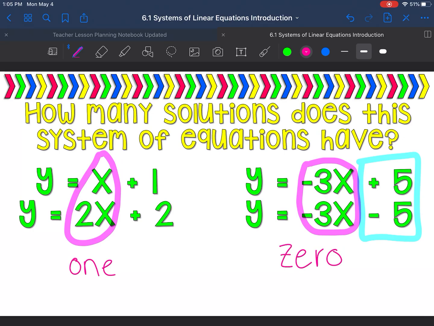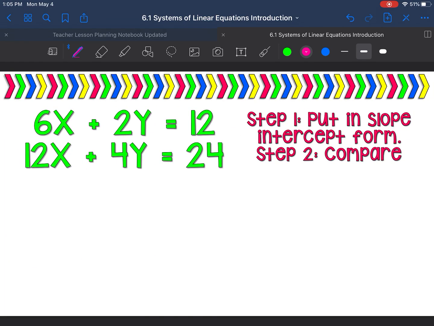See how I did that? We're just kind of walking through them, okay? Now, what happens if it gives me equations that are not in slope-intercept form? Well, I need to put them in slope-intercept form. Now, you may be wondering, how, Miss Shelley? How do I put these in slope-intercept form? Well, we're going to have to do a little subtracting and a little dividing. So let's take a look at my first one.